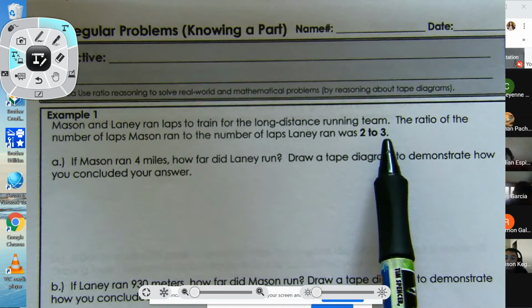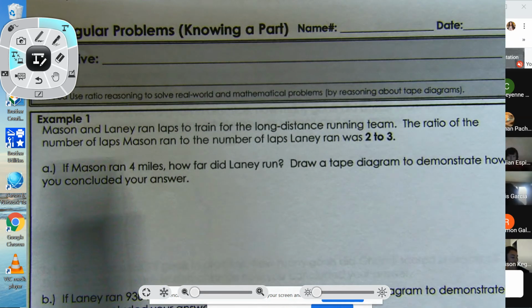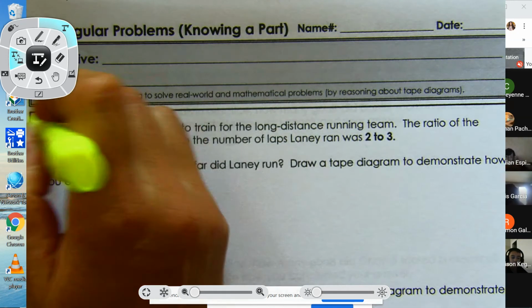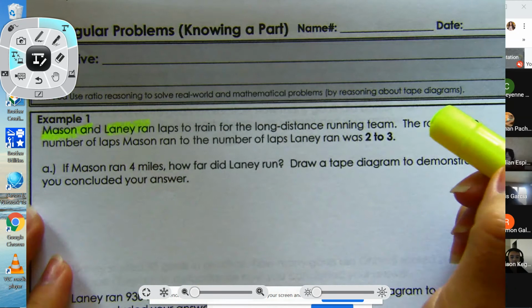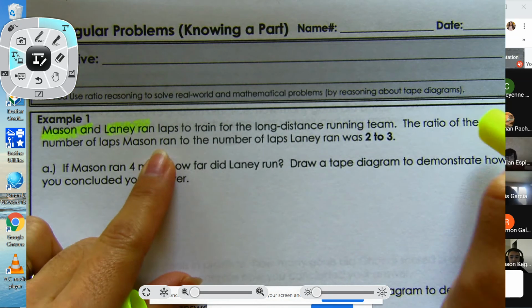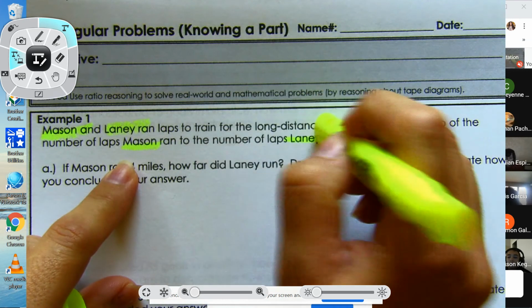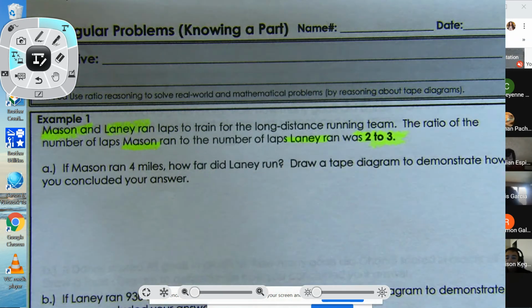to 3. So I'm going to go ahead and highlight some important details here. You just follow along with me. So we have Mason and Lanny, and what are they doing? They're running laps. Well, the ratio of the number of laps that Mason ran to the number of laps that Lanny ran is 2 to 3.